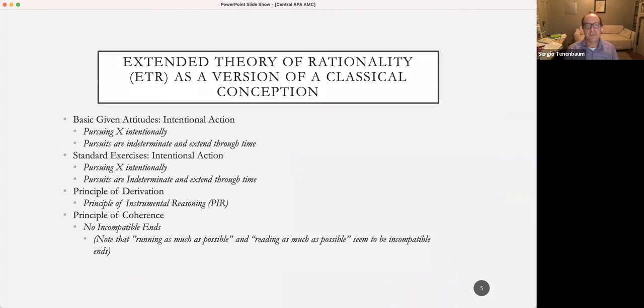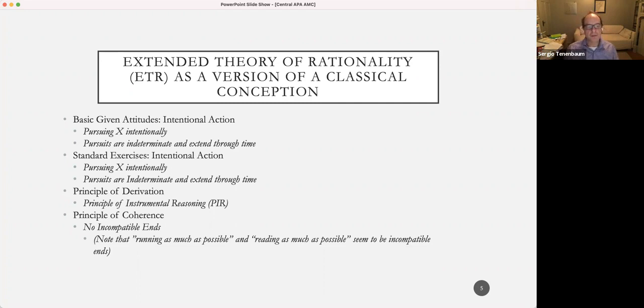And just very quickly, what's special and different in the extended theory is that it follows classical conceptions of instrumental rationality: the basic given attitudes are intentional actions, in particular the intentional pursuit of ends. The standard exercises are also intentional actions, also the intentional pursuit of something, which is going to be as means to ends. The ends are indeterminate, and typically, but not always, the means are indeterminate, and they always extend through time.